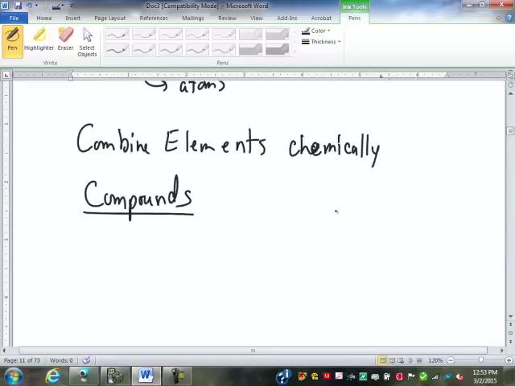So these compounds, which are a chemical combination of two or more elements, form what we call molecules. A molecule is more than one of those atoms linked together. That would be the smallest building block of a compound, the smallest particle, you could say, that has the characteristics of that compound.